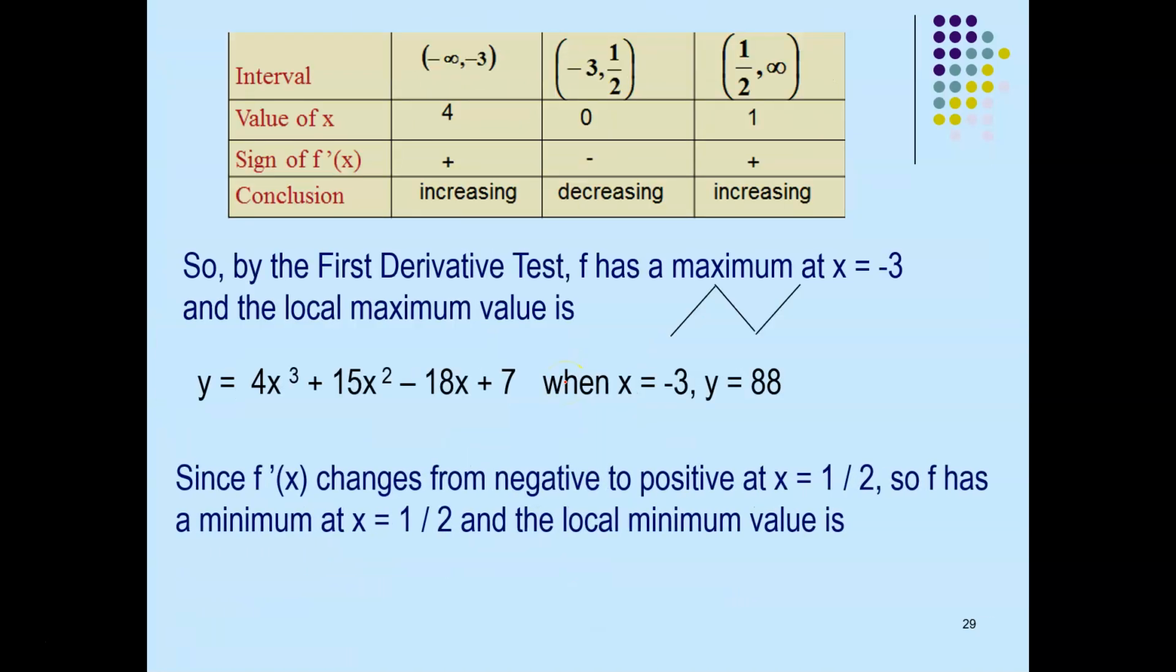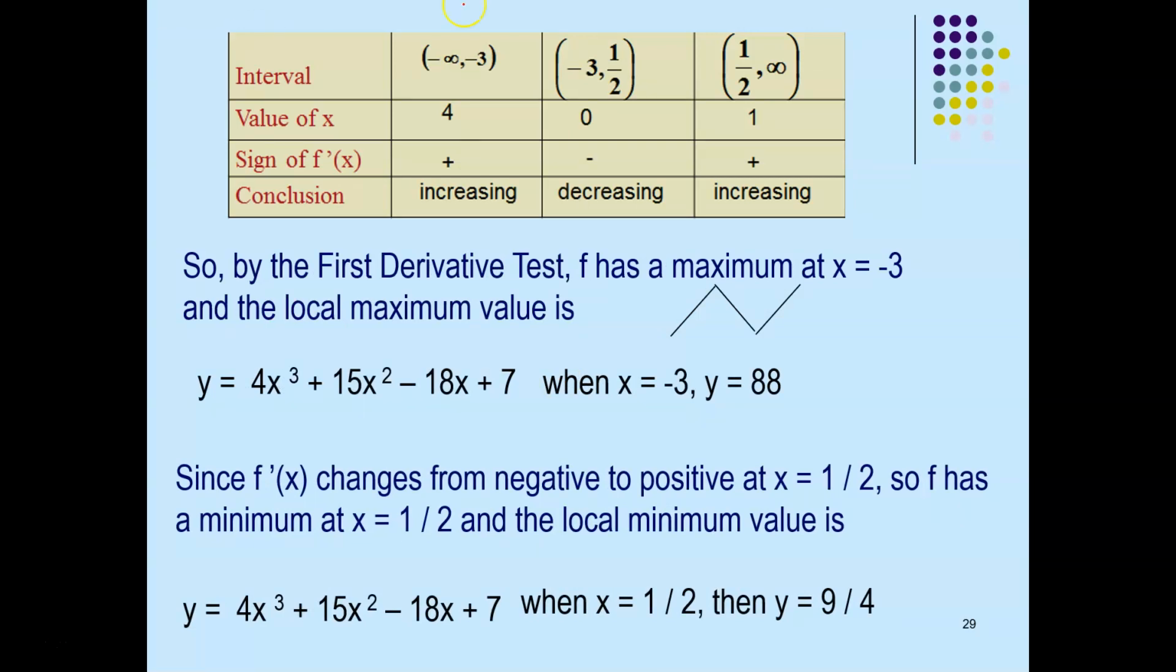Okay, so by the first derivative, dia kata by the first derivative test, f has a maximum at x equal to negative 3. Betul yang tadi kita tulis kan? Ni negative 3. This one is half, right? So the maximum dekat sini, -3. And the local maximum value is, macam mana cari local maximum value ni? You substitute lah yang -3 ni tadi dalam the original y so that you get your y.